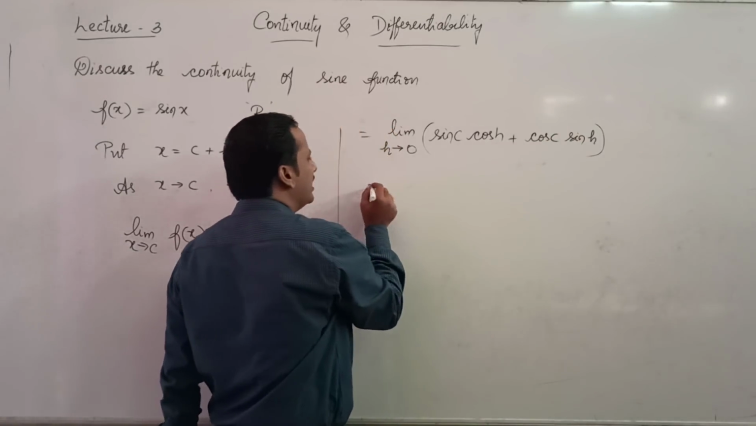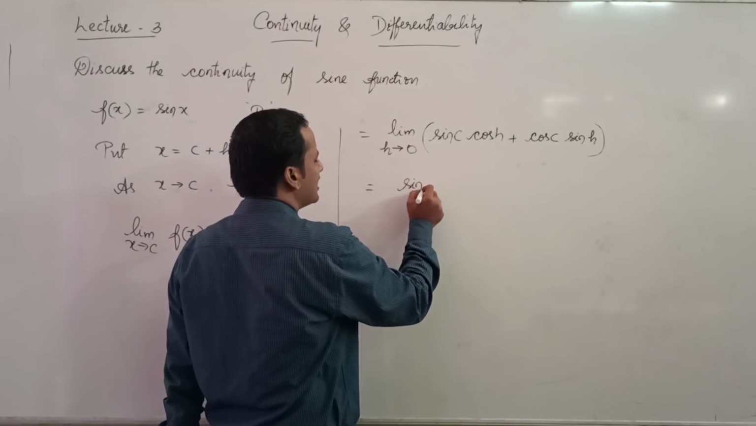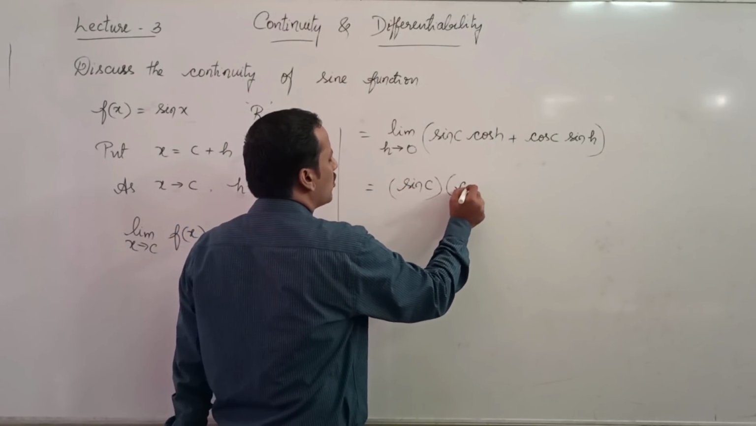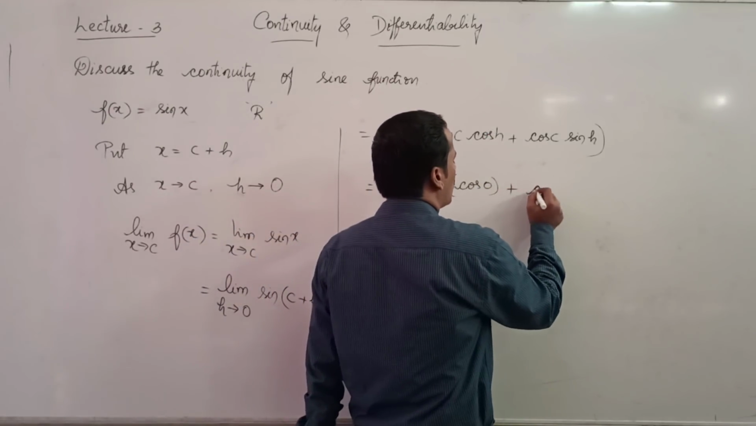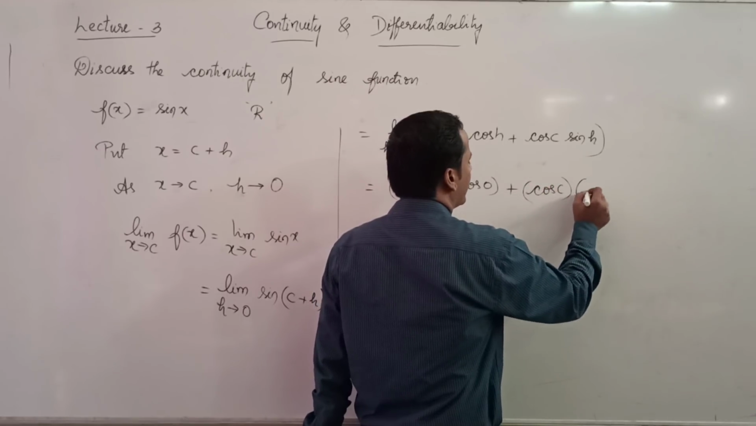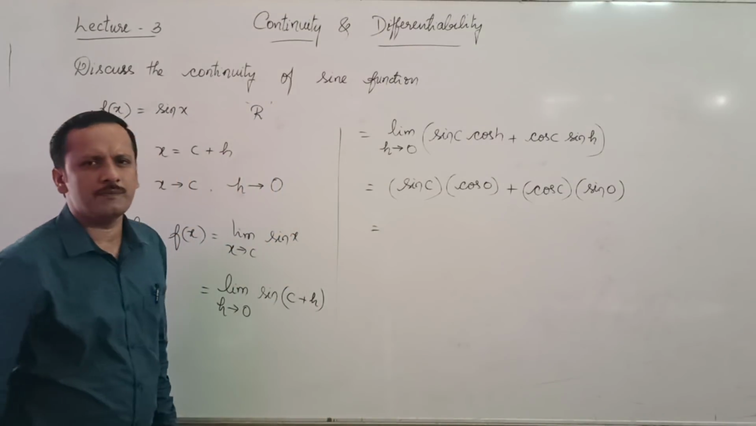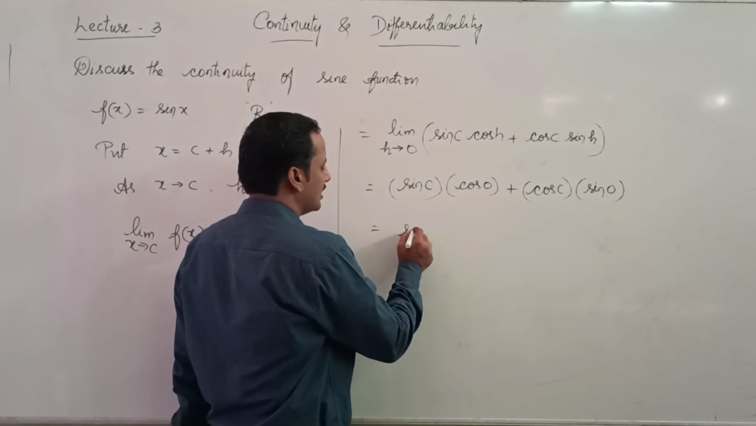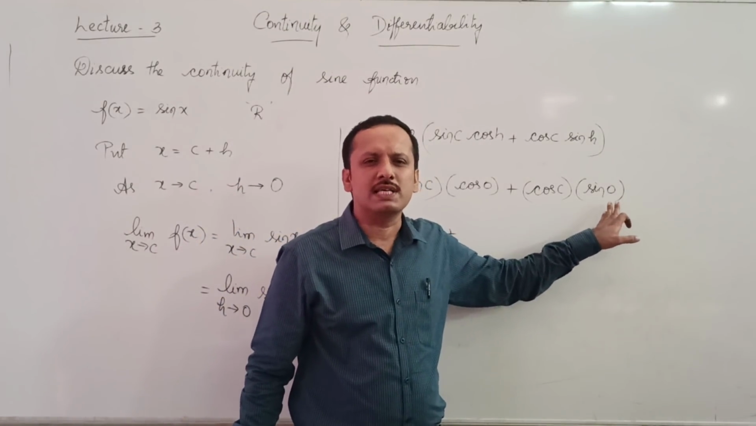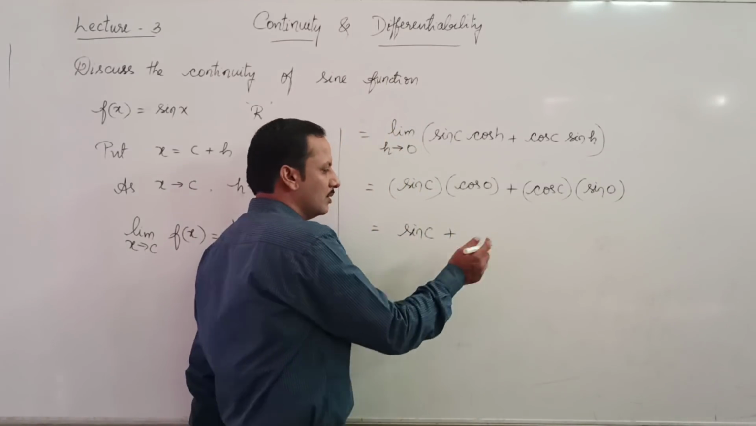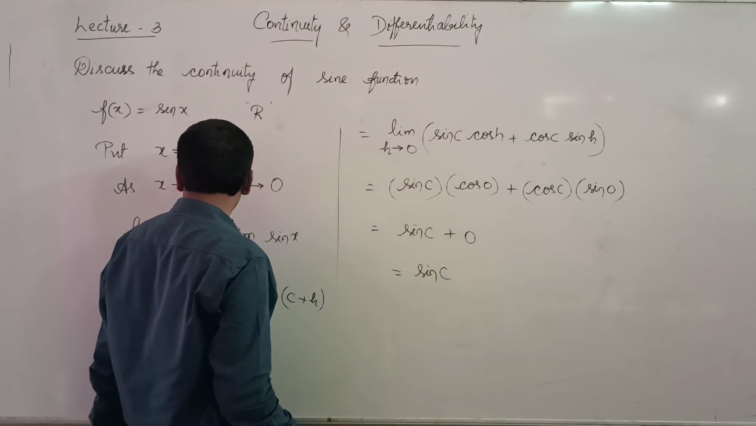Now if I apply the limit as h tends to 0, let us see what happens. We get sin C into cos 0, plus cos C, that will remain as it is, into sin 0. What is the value of cos 0? 1. 1 into sin C will give you sin C, plus cos C into sin 0. Sin 0 is nothing but 0. So 0 into cos C will give 0. So this is equal to sin C.